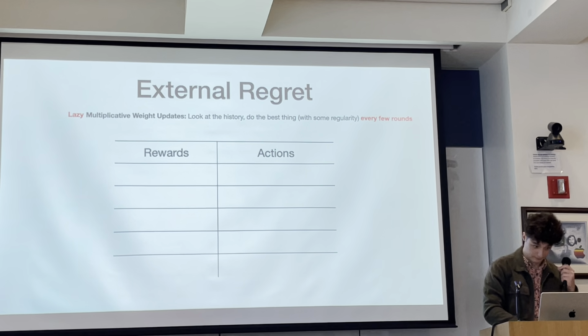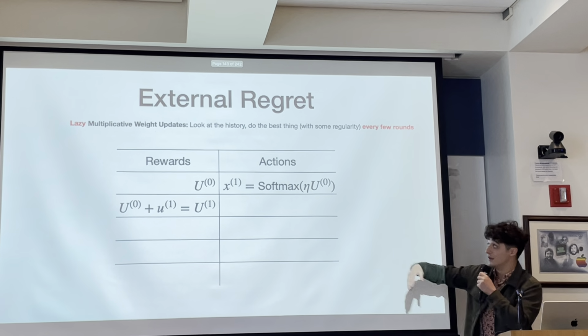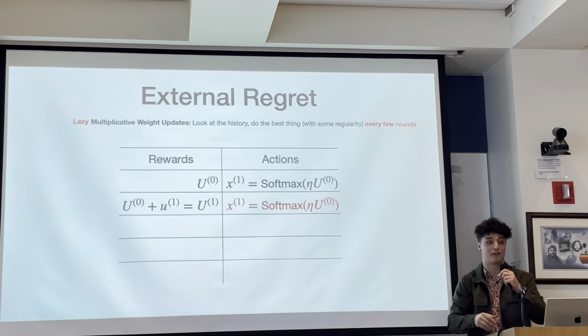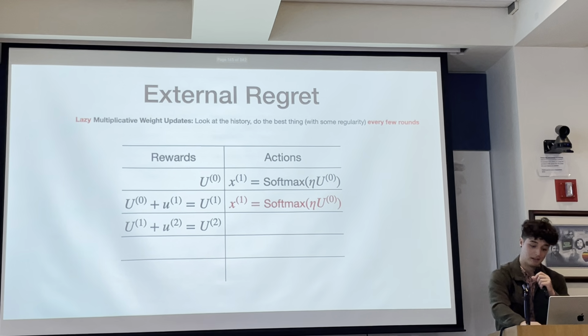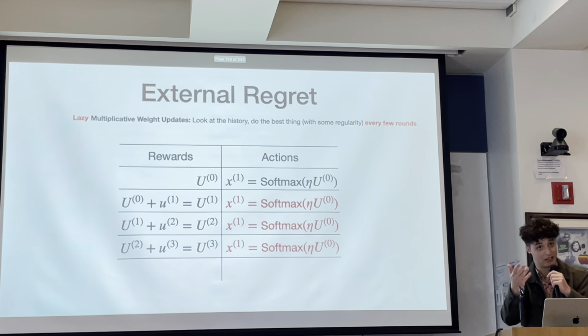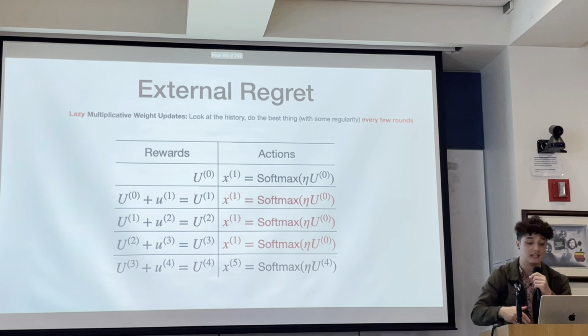So what does that look like? There's going to be some initial action we play, x1. The cumulative reward is going to update, but we're going to chill. We're going to play the same action as last round. Cumulative reward updates. We're going to chill again. We're just going to keep playing that action for a little bit. We're going to update, play the same action. Only eventually, at some time point, do we finally update our action.